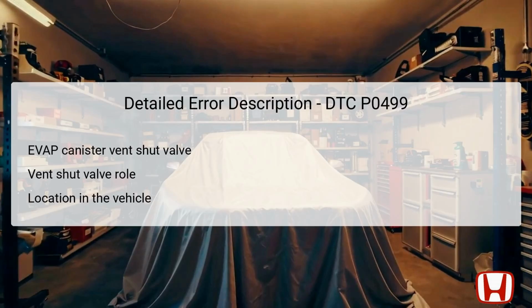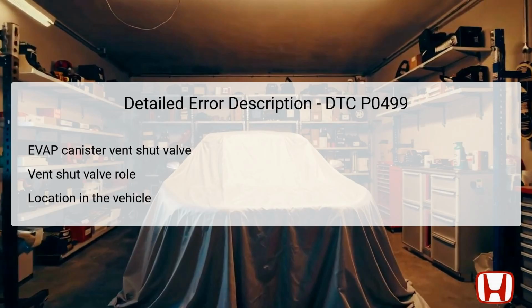The EVAP canister vent shut valve is a critical component within the vehicle's emissions control system. Its main role is to regulate the flow of fuel vapors that are collected in the EVAP canister, directing these vapors safely into the intake manifold when the engine is running. This process is essential for preventing escape of pollutants into the atmosphere and ensuring a clean-burning engine operation.